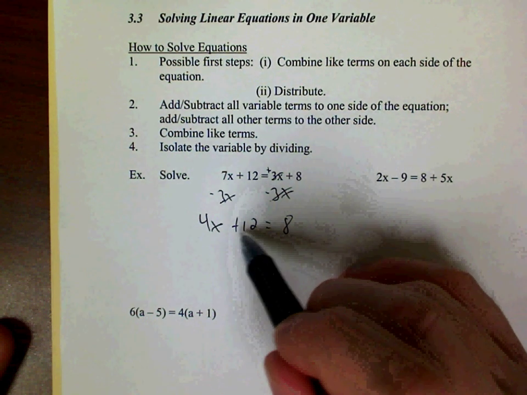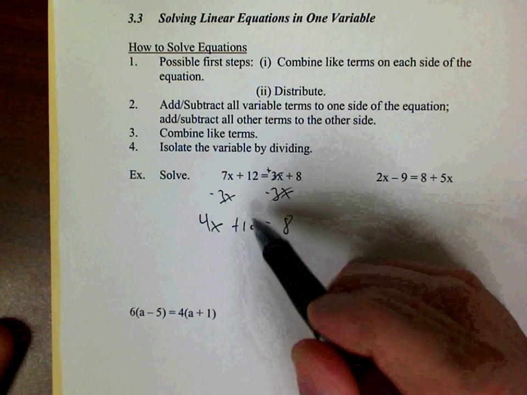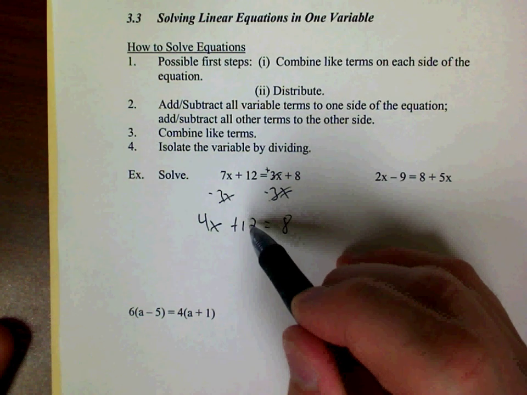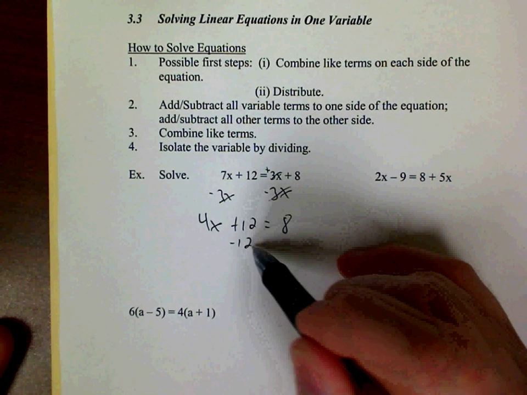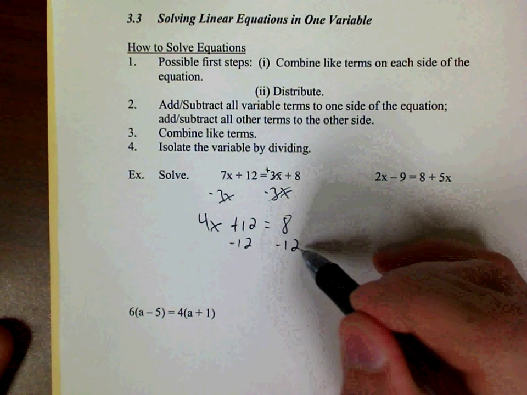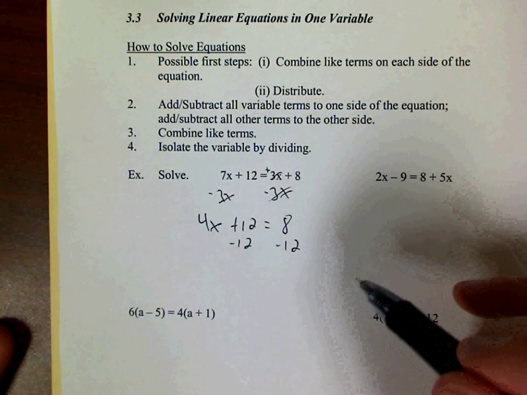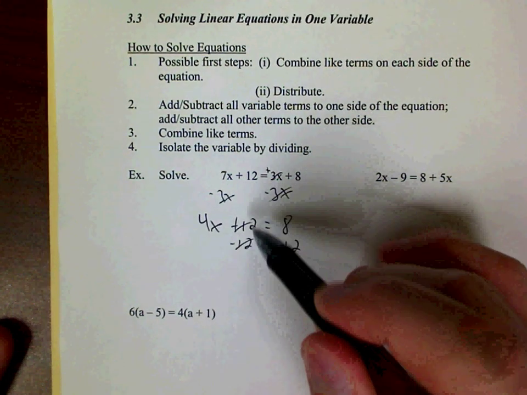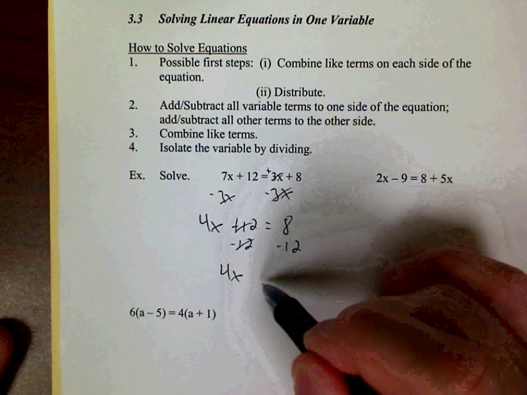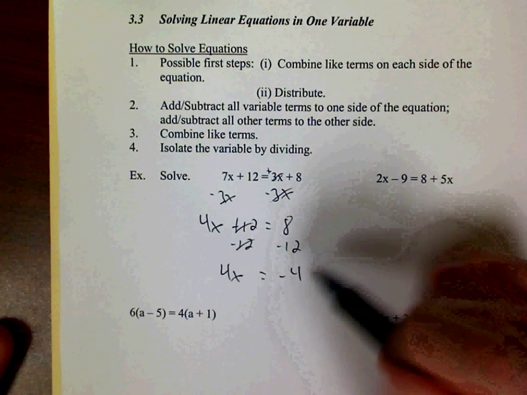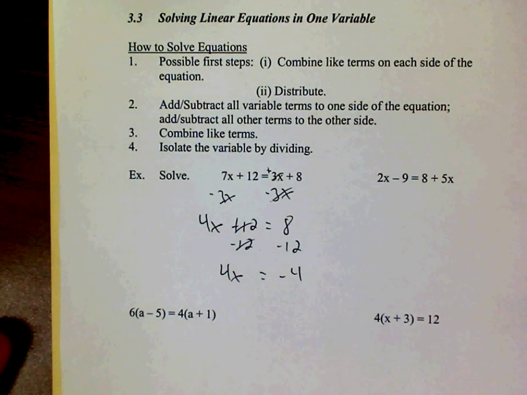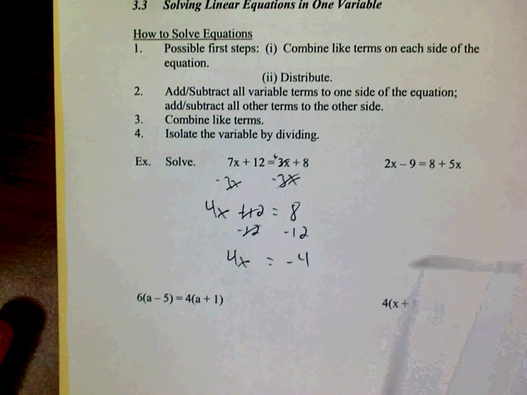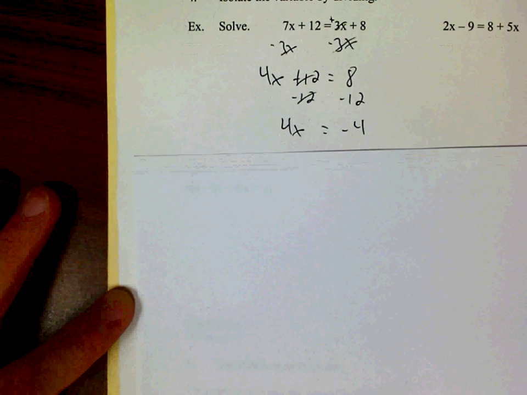Now, everything's saying eliminate the plus 12. So think opposite. What's the opposite of plus 12? Minus 12. Well, what should you do to one side? Let's do the other. So we'll subtract 12 from the right side also. These give us 0, which leaves the 4x. 8 minus 12 gives us negative 4. And as you can tell, we're getting closer and closer to the ultimate goal of having an x all by itself.